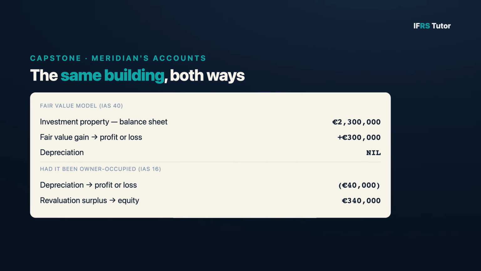On Meridian's own accounts under the fair value model, investment property, 2,300,000 on the balance sheet. In profit or loss, a fair value gain of 300,000 and no depreciation charge at all. Had that same building been owner occupied, profit would instead carry a 40,000 euro depreciation charge, with 340,000 sitting in a revaluation surplus in equity.